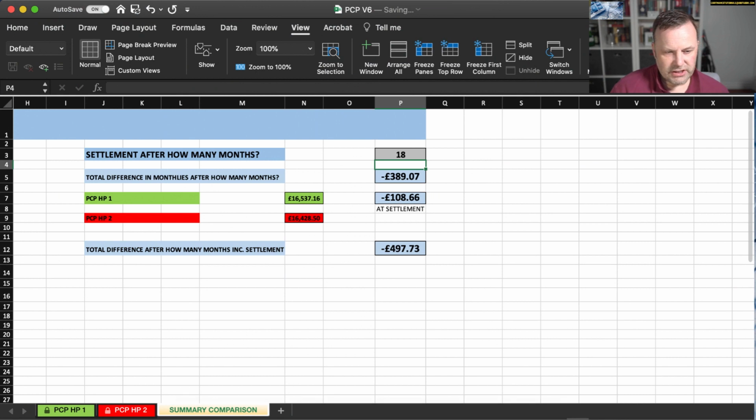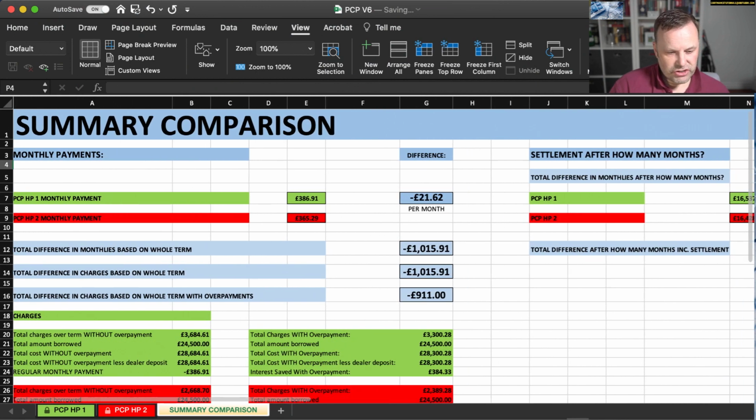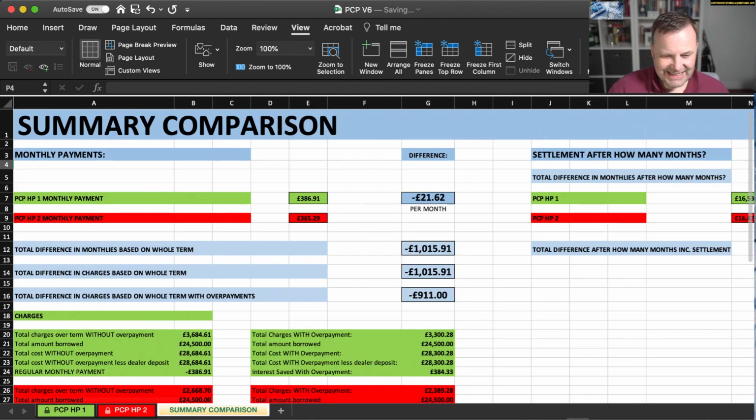Loads of different things you can do now, and it's really handy, and I wish I'd have thought of it sooner, because you can just literally compare two quotes and at a glance see exactly what difference that's making in terms of monthly payment, total charges, and what it's going to cost to settle these agreements at any given time throughout the term. Okay, so I hope that was useful.